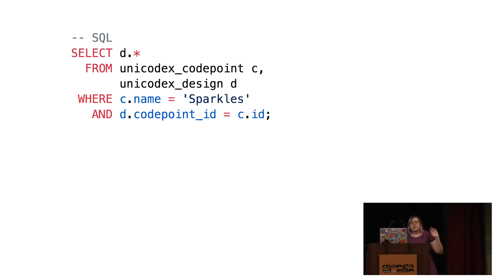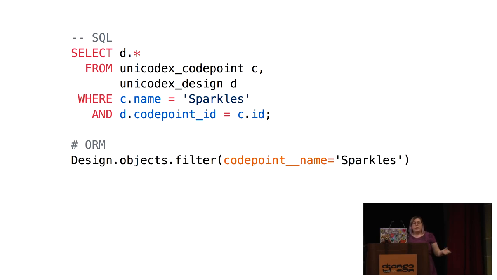So if I wanted to join something where I wanted to say, get all the designs for sparkles, I would have to join the code point and the design table together. In the ORM, all I have to do is run a filter where I go code point, double underscore name equals sparkles. Okay, well, what's that double underscore doing? This is still not magic, but it's pretty close.